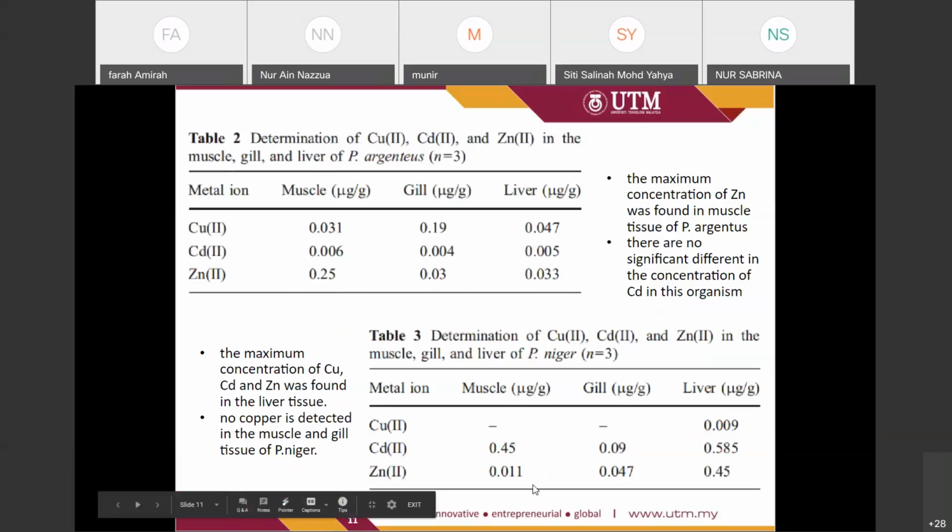And as for table 3, determination in P. niger, the maximum concentration of copper, cadmium, and zinc was found in the liver tissue with 0.009 microgram per gram, 0.585 microgram per gram for cadmium concentration, and 0.45 microgram per gram for zinc. And there is no copper detected in the muscle and gill tissue of P. niger. Next.